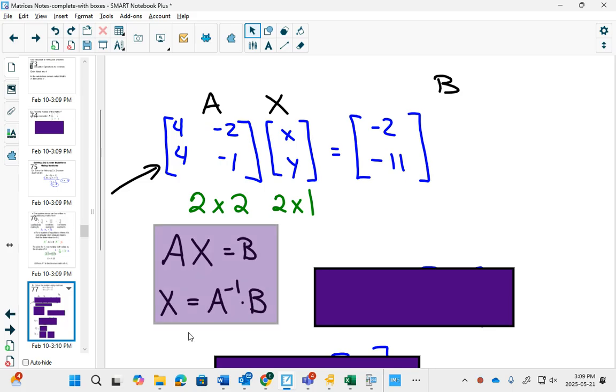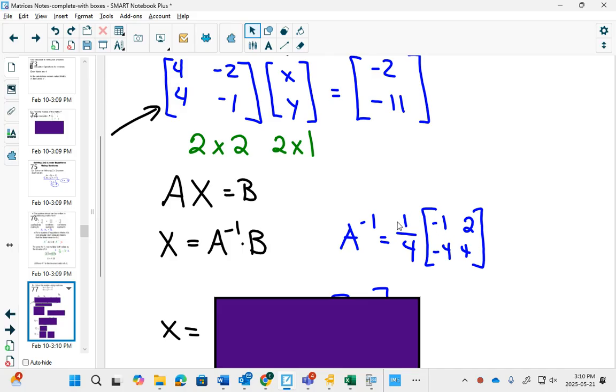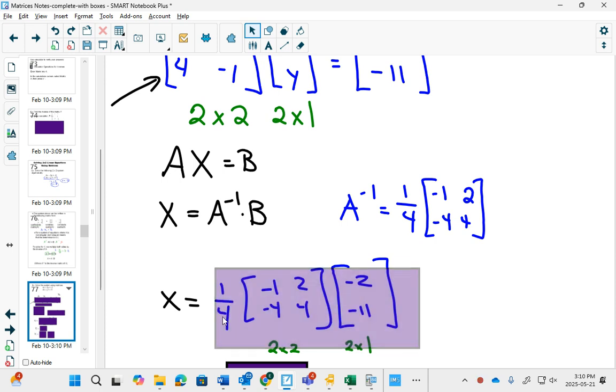Now we need to find our inverse, because if we had AX equals B and we multiplied by A inverse in the front on both sides, we would get that x is equal to A inverse B. We'd have to get our determinant. -4 minus a -8 will be 1 over 4. Switch the main diagonal, make the other diagonal negative. And personally, I would keep this 1/4 out in front, because keeping that 1/4 out in front is easier math.